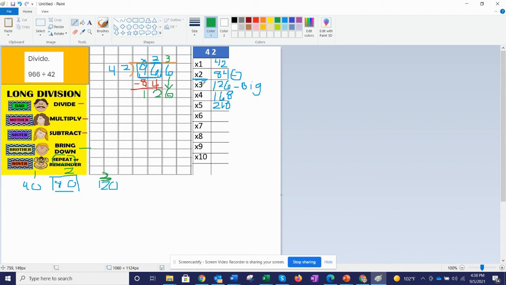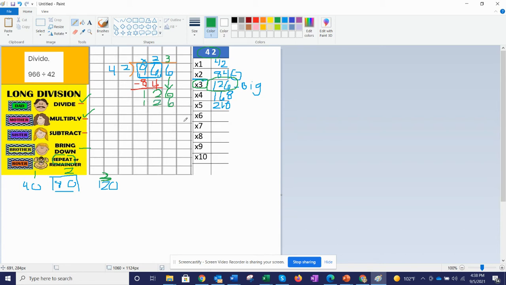Let's look over here. 42 is up here, times 3, and look at that, it's 126. Perfect. We did the multiplying, 42 times 3. So we've done that one. We divided, we multiplied. Now what? Yep, subtract.